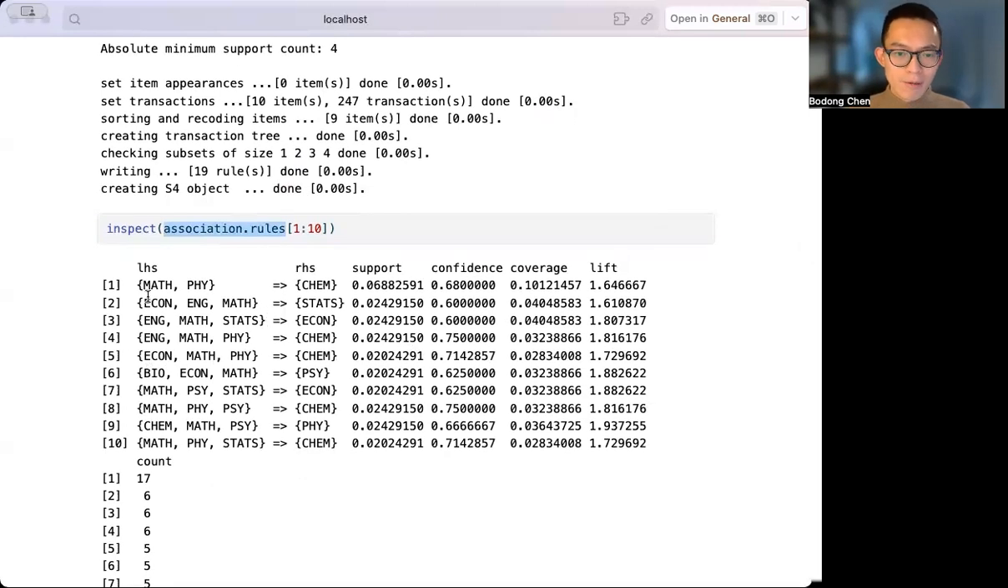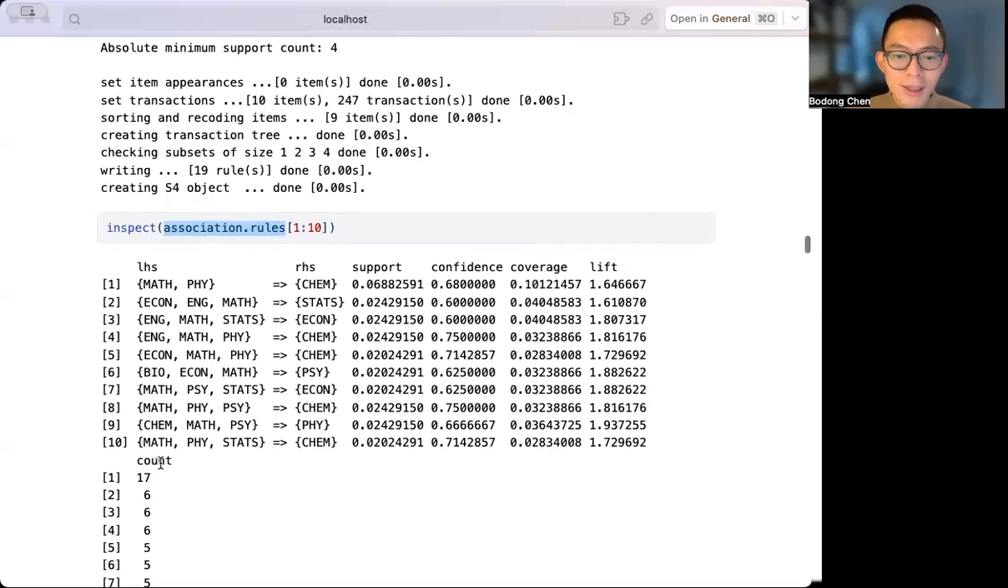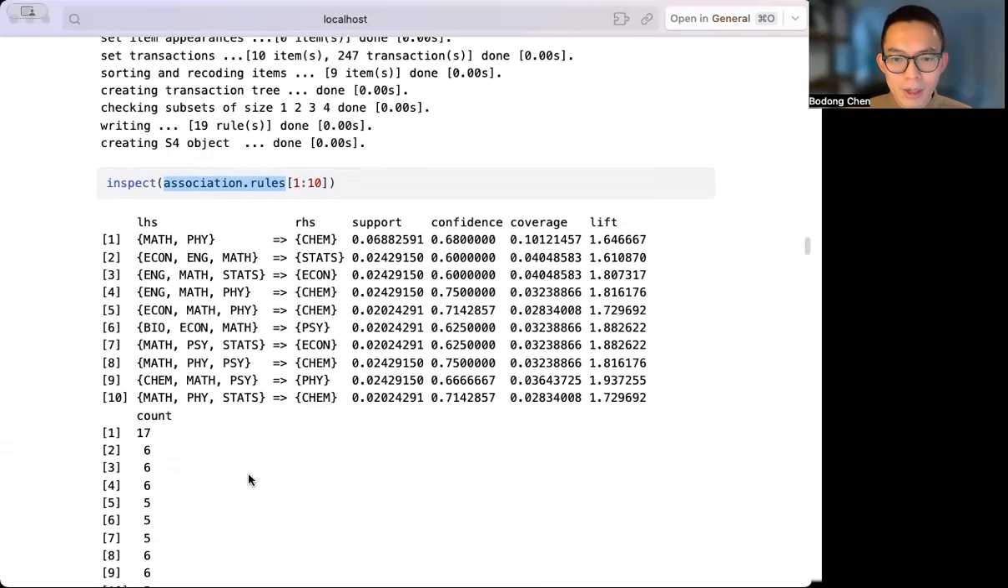And here, for every rule, you see there's a left-hand side and right-hand side column. After that, it provides you those interest measures I mentioned: support, confidence and lift. And then there are 2 additional columns. One is called coverage. Another one is called count. Count basically is how often those are appearing in the data set.